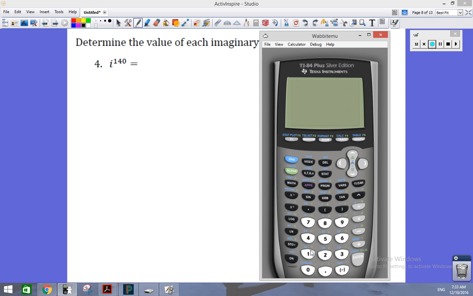Now the numbers are getting larger. 140 divided by 4. I've got that 140 is divisible by 4. So I've got i to the 0 power, which is just 1. 49 divided by 4, with a decimal of 0.25, that has a remainder of 1 because 0.25 is 1/4. So with a remainder of 1, i to the 49th power is equal to i.